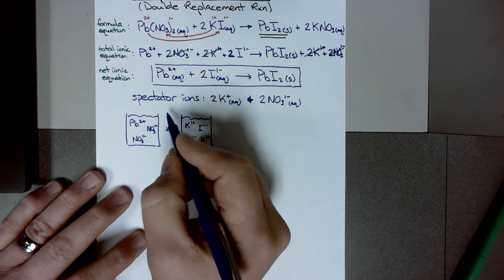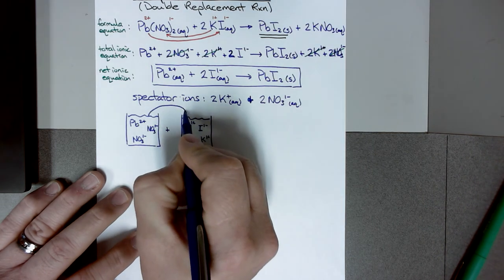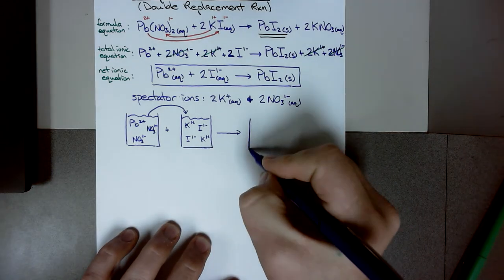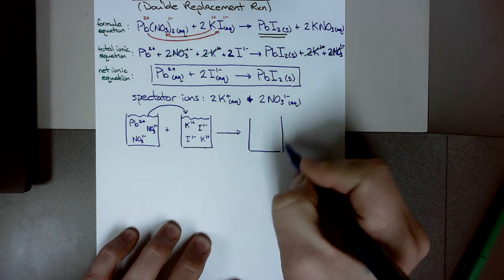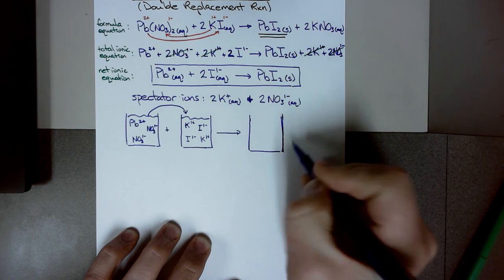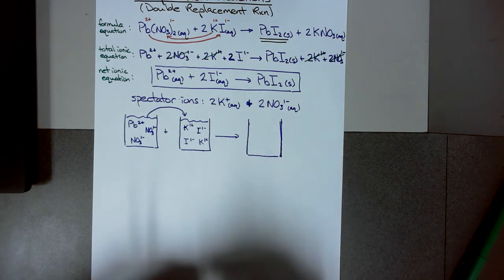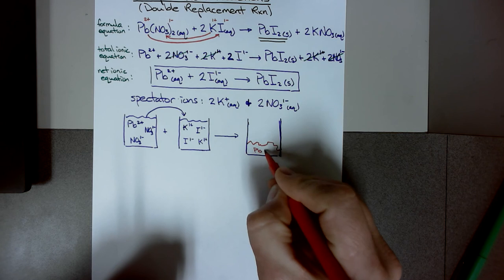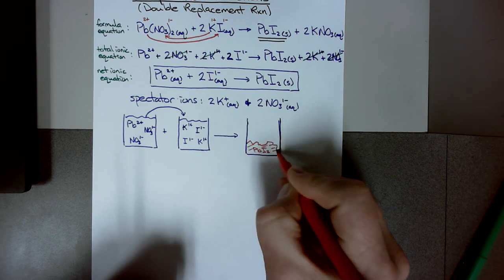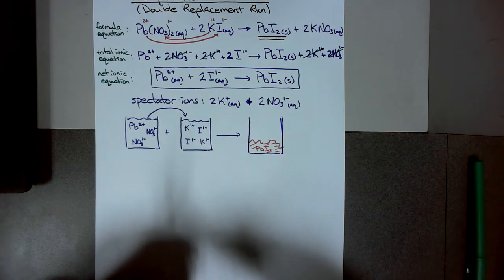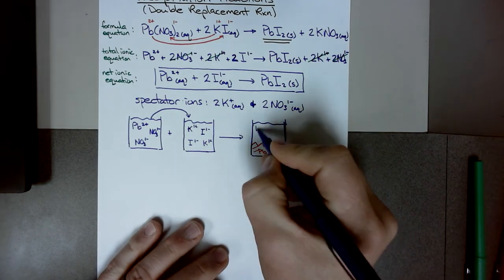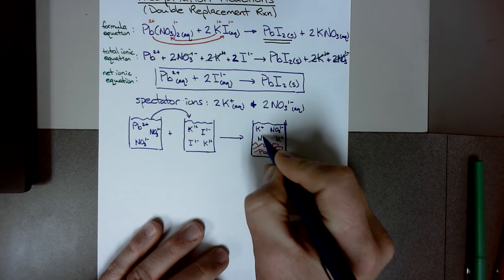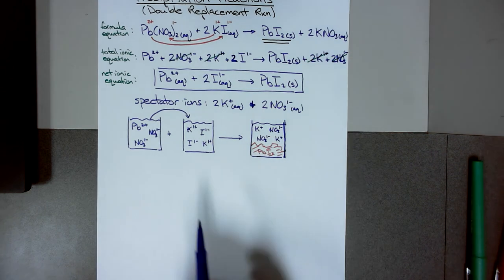And when we mix these two solutions, so when I pour this into this, what we get is a solid that forms, and you can think of it as the solid being on the bottom, so I'm just going to draw it in a different color so you realize that we have a solid down here, and it would be the lead iodide solid, and then in solution remain the potassium ions and the nitrate ions, and they do not react. So that's what we're seeing when we do this reaction.